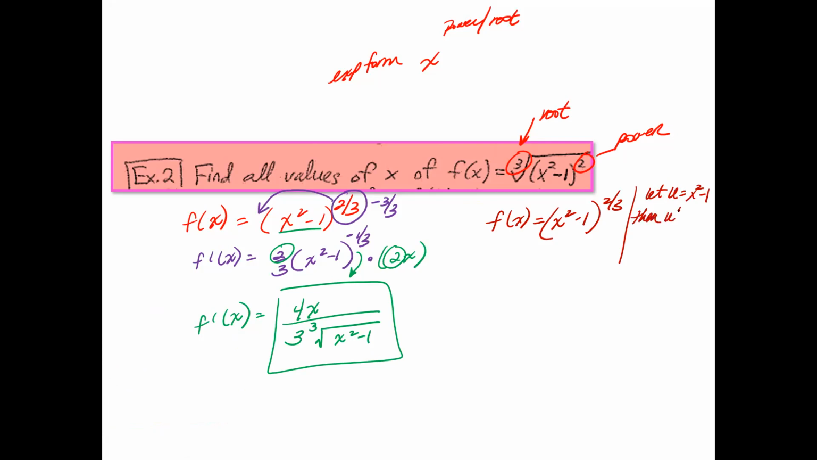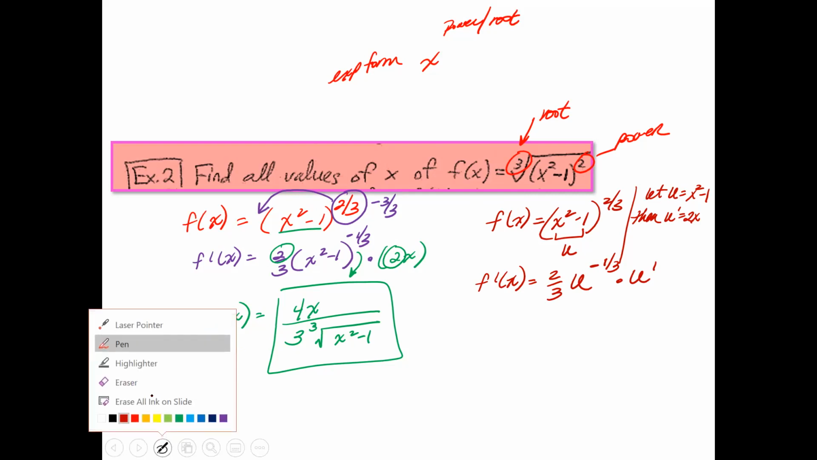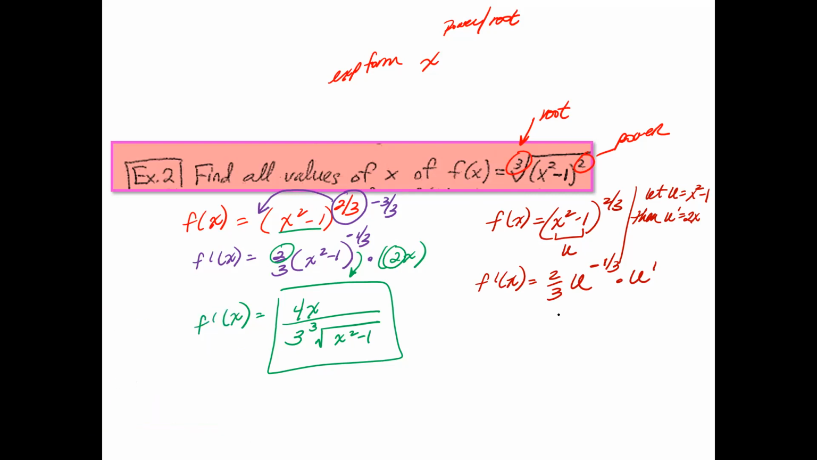Then you have u prime to be 2x. So if this right here is u, then remember f prime of x is going to equal 2/3 u to the negative 1/3 times u prime. Whenever you involve a u with a chain rule, there's always a u prime. So after you finish that, if it looks better that way, make sure you replace the u back.